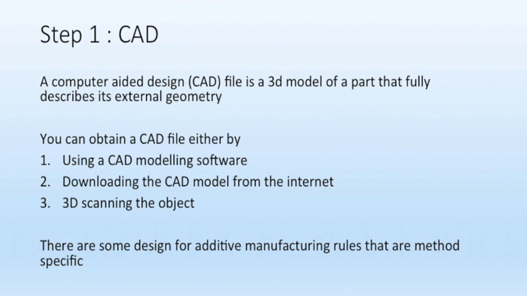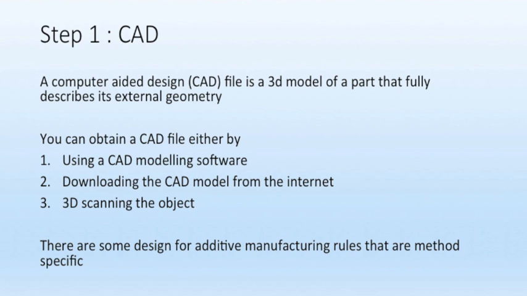So what is a CAD file? CAD stands for Computer Aided Design. It is a 3D model of a part that fully describes its external geometry. So basically it tells the computer what part you want, what's the size, what's the dimensions. So you can obtain a CAD file by one of 3 ways: using a CAD modeling software, downloading a CAD model from the internet, or 3D scanning an object. I'll be explaining this in the next 3 slides.